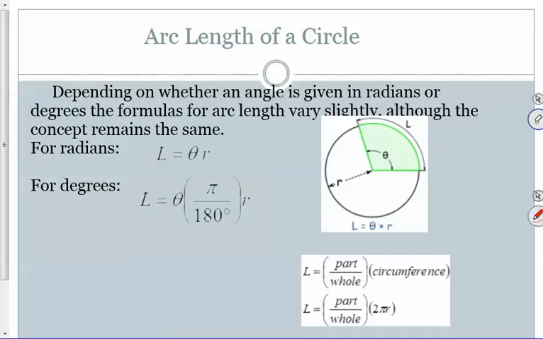All right, so what we're going to talk about here is the arc length of a circle. Now, whether the angle is given in radians or degrees determines the formula. The arc length you can think of as the length is equal to theta times the radius, if it is given in radians. If it's in degrees, just convert it by multiplying by pi over 180 to get radians. Another way to think about it is this. Basically, it's just part divided by the whole times the circumference. Well, the circumference of a circle is 2 pi r. All right, so let's try this on a problem.